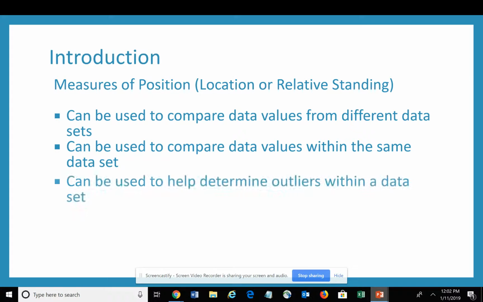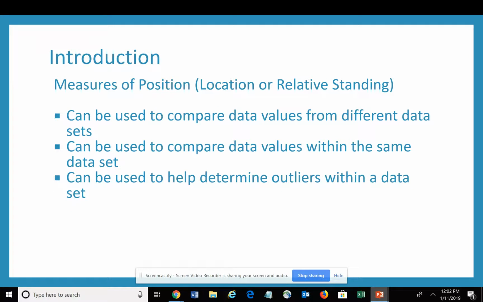You can also use measures of position to help determine whether or not there are outliers within a data set. Identifying outliers is important because they can influence or affect your calculations of the mean and the standard deviation and other statistics.